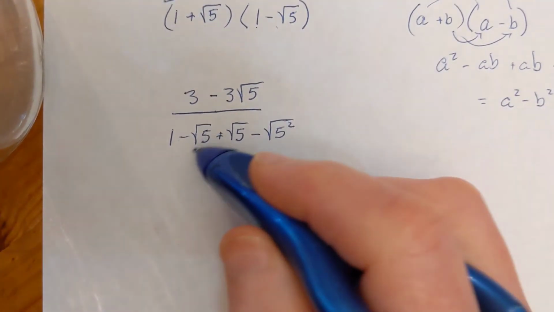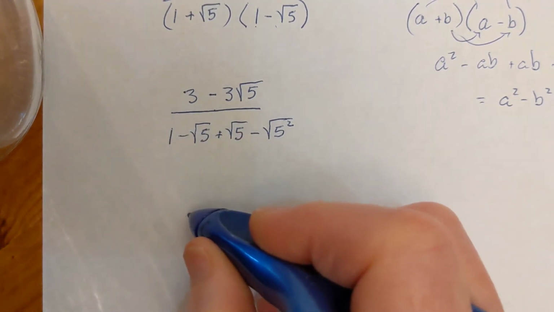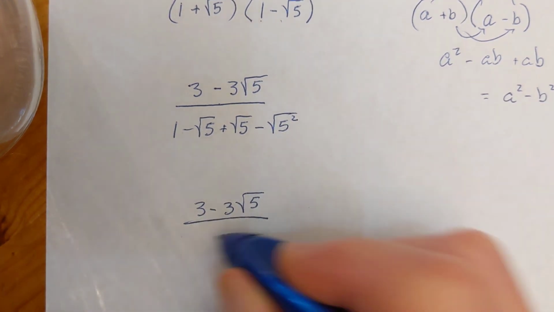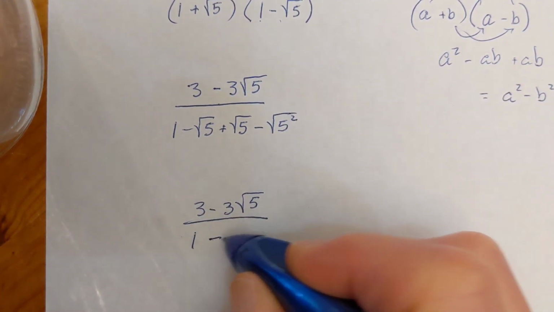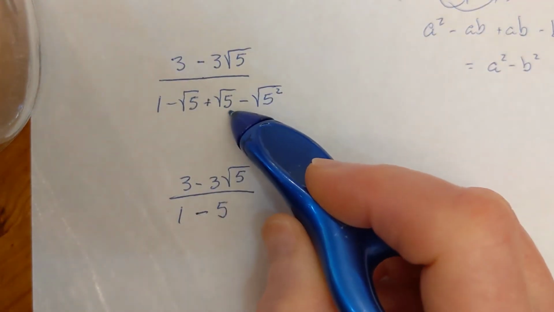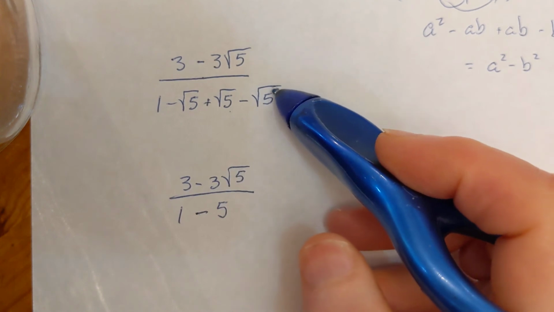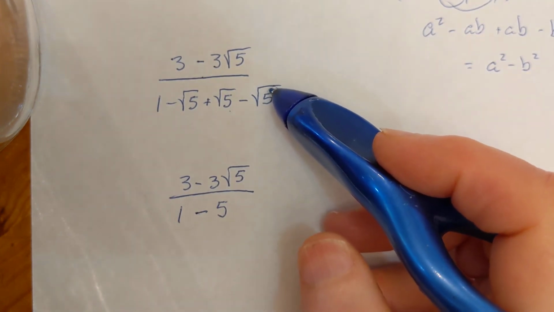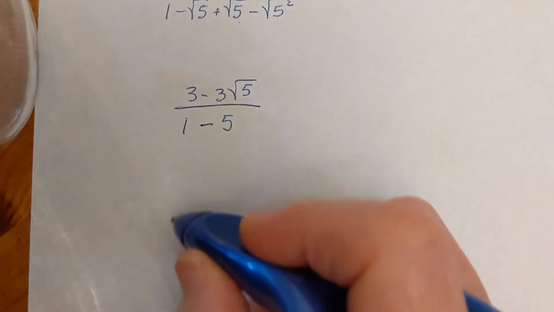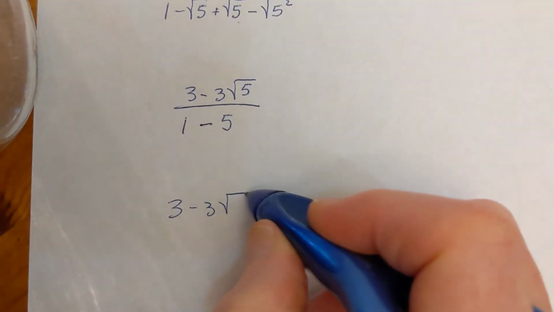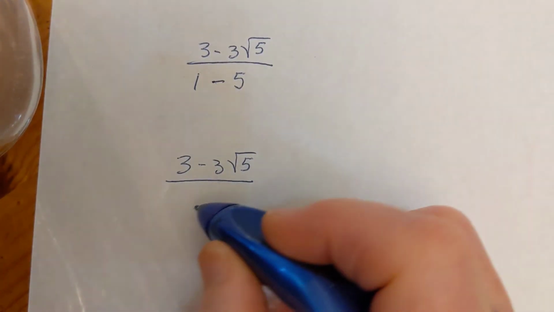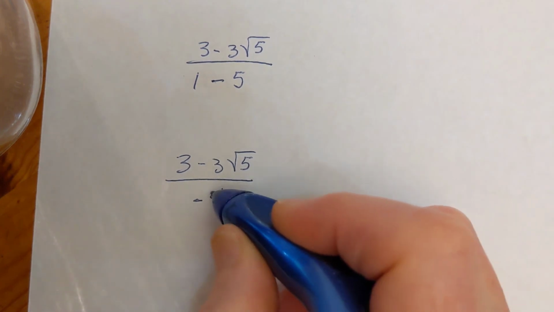Of course, I need to simplify this. My numerator is already simplified. My denominator is going to be 1 minus 5, because these, of course, add to 0. And the square root of 5 squared is 5. So that, of course, is 3 minus 3 square root of 5. There's my numerator, over 1 minus 5, negative 4.